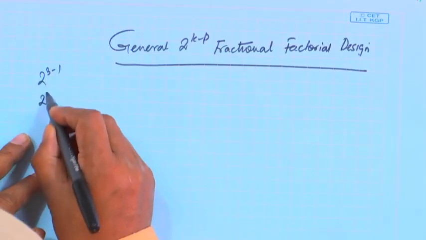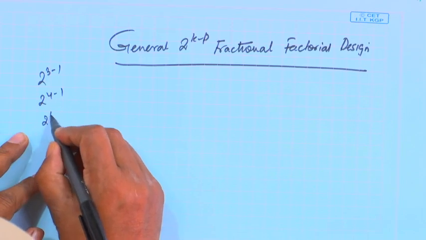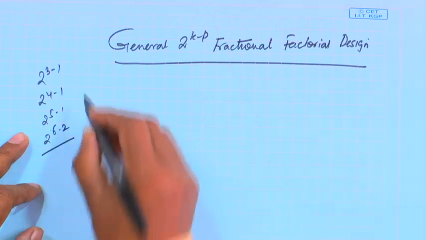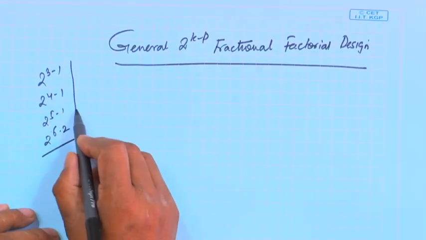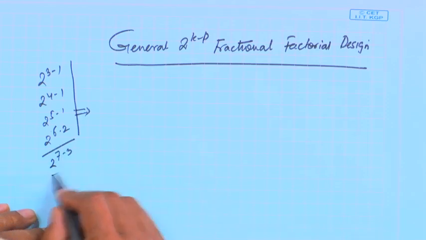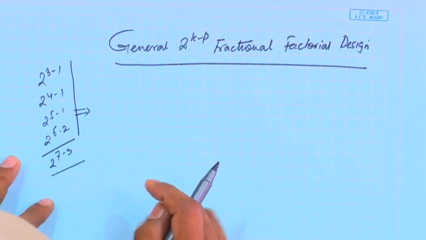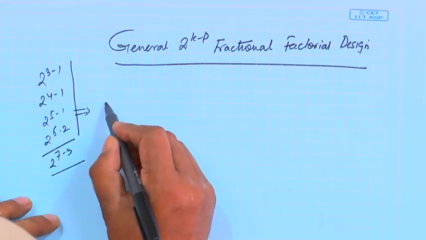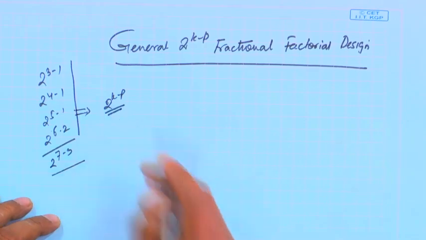So far what you have seen: 2 to the power 3 minus 1, 2 to the power 4 minus 1, 2 to the power 5 minus 1, like 2 to the power 6 minus 2. So many such fractional factorial designs, 2 to the power 7 minus 3, such fractional factorial designs. So all those things in one word is the 2 to the power k minus p fractional factorial design.